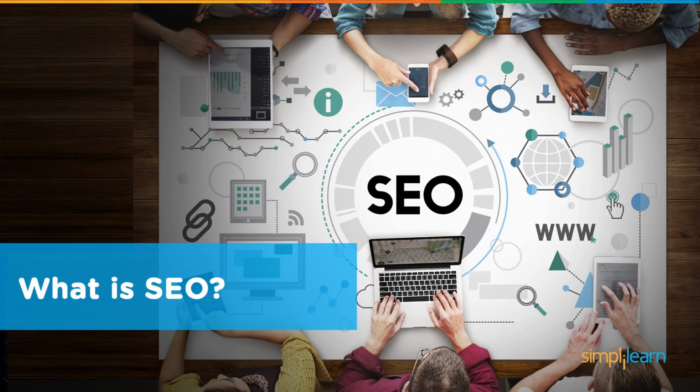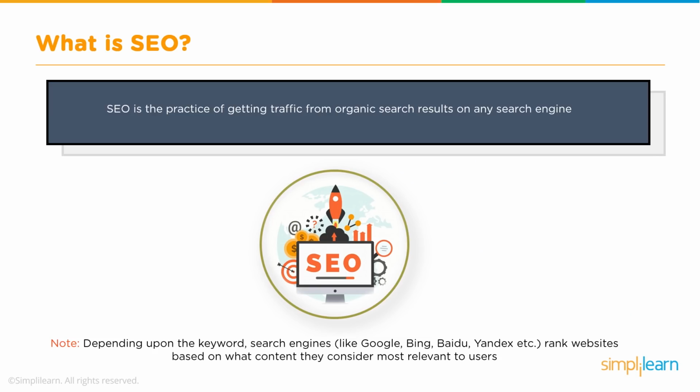So let's move on to what is SEO. We're going to talk about SEO and how do you define it. So SEO again stands for search engine optimization. It's basically the practice of getting traffic from the organic search results on not just Google, but really any search engine. So depending on the keyword that somebody types in, regardless of what search engine they use, that search engine is going to rank websites based on the relevancy of the keyword.